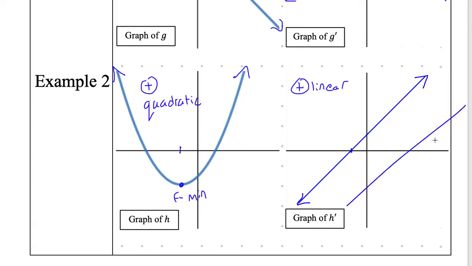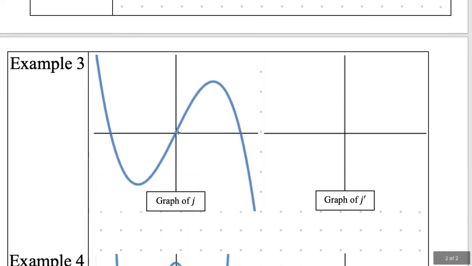If you drew a line over here, that is incorrect, because you need to make sure that your f minimum happens at the same x-coordinate as your f minimum on your graph of h. So far, so good? All right, example number 3.